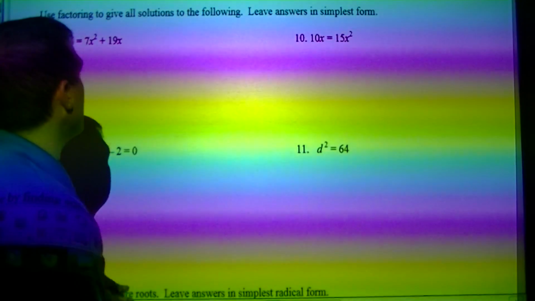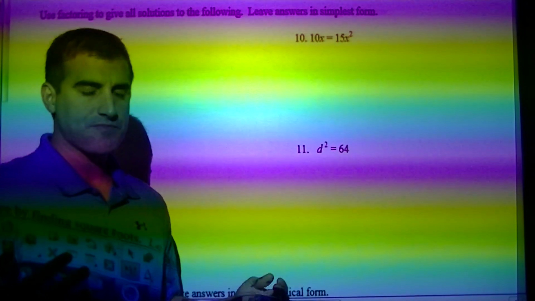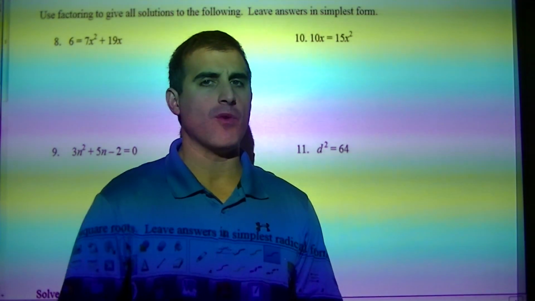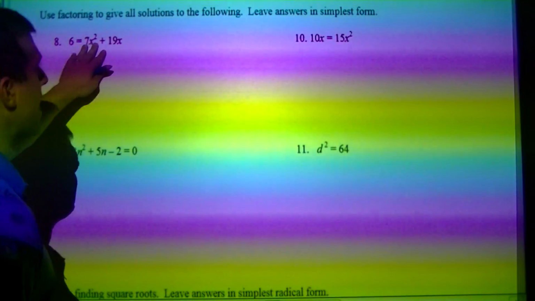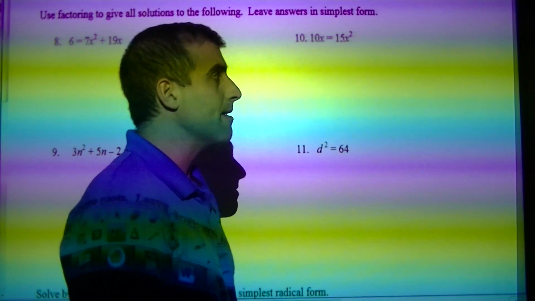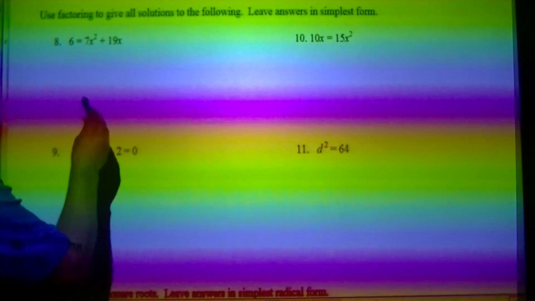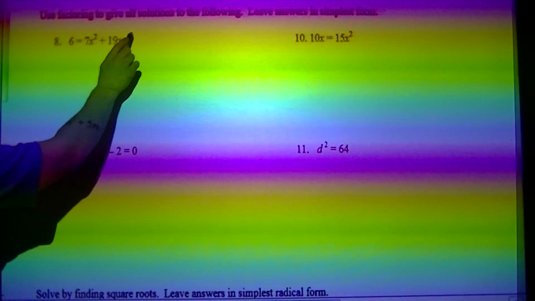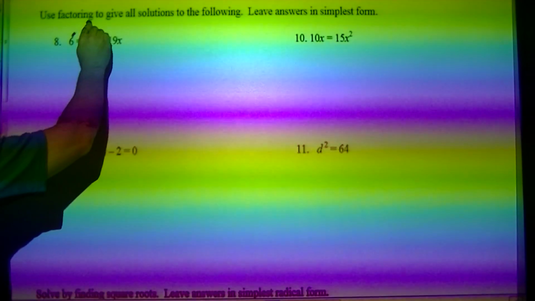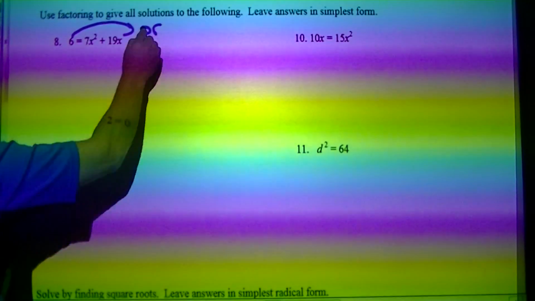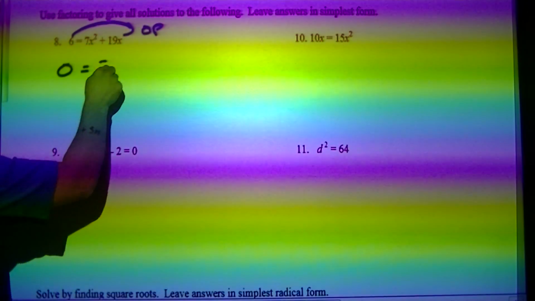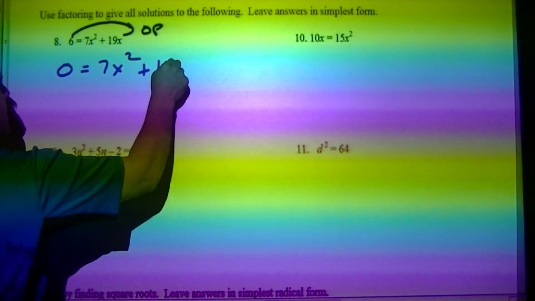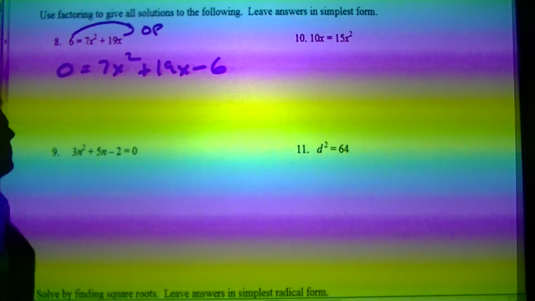Use factoring to give all the solutions. Now, you can find this a number of different ways. You can use your boxes to factor things. But one thing you have to do is make sure everything is on one side. So I'm going to take 6 and move it over here. A good rule of thumb is that when I move it over, it changes to the opposite. So what I've got is 7x squared plus 19x minus 6.